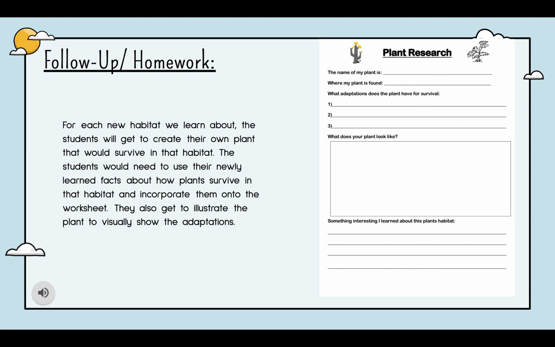You will see the questions on our worksheet titled Plant Research. They get to name their plant, where the plant is found, and list 3 adaptations the plant will need for survival in this environment. They get to draw an image of their plant, and then they get to list something interesting that they learned about the habitat that we learned in school that day.